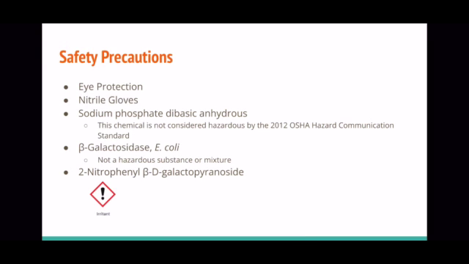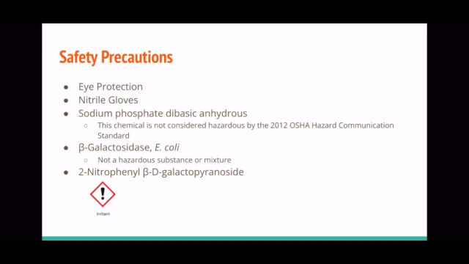Thank you, Sage. Now I will go over the safety precautions that you would need to go through for a lab such as this. It is important that we have eye protection and nitrile gloves. The different components and materials that are used would be the sodium phosphate dibasic that is anhydrous. This chemical is not considered hazardous by the 2012 OSHA Hazard Communication Standard. The beta-galactosidase is also not hazardous. It is not a hazardous mixture.